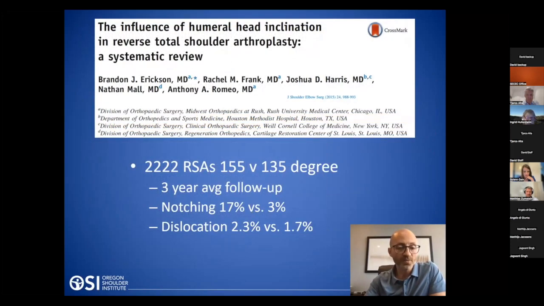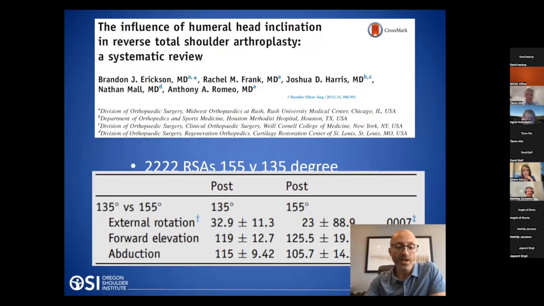Systematic review comparing 155 to 135, 3-year follow-up. We see that forward elevation is similar between groups, but external rotation is improved with the 135 compared to 155, probably because more lateralization was used in the 135 group.